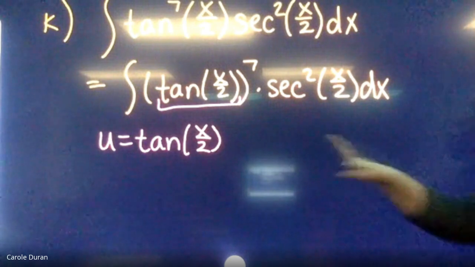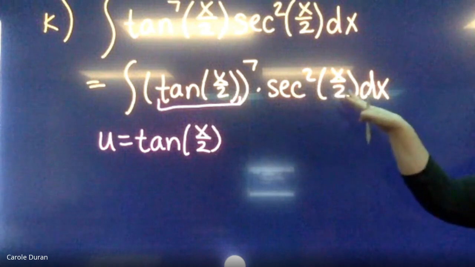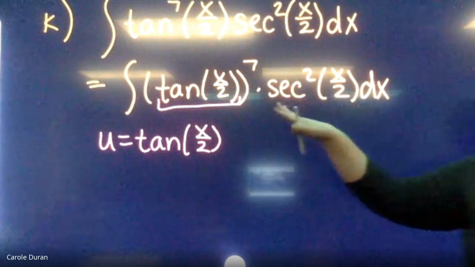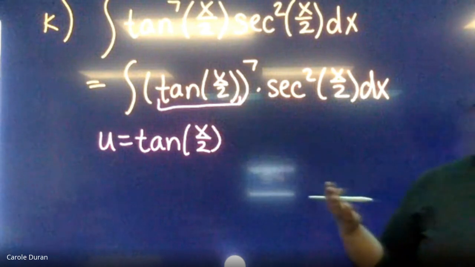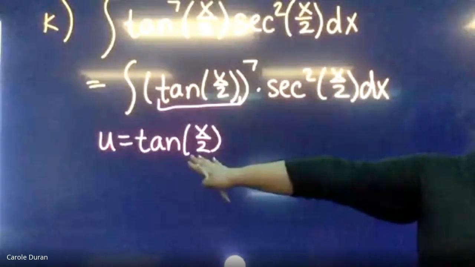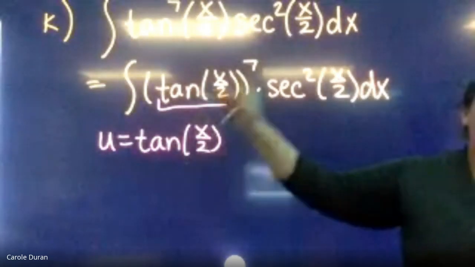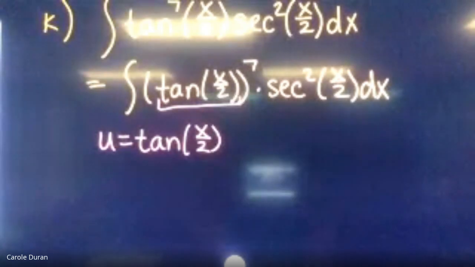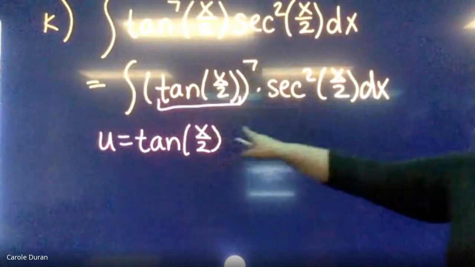Why did I choose tangent as my inside function when technically I could have done the same thing with secant? It has a bigger exponent, which indicates it's probably the inside function. But what's the derivative of tangent? Secant squared. So I know that this is part of my derivative. I have to keep in mind what could be happening as I pick my inside function. I can almost guarantee it's always the one with the highest exponent. So I have my u.